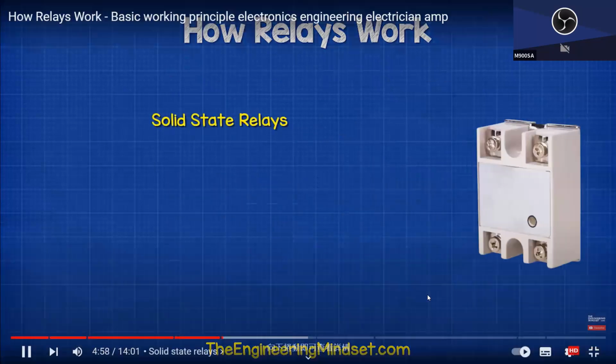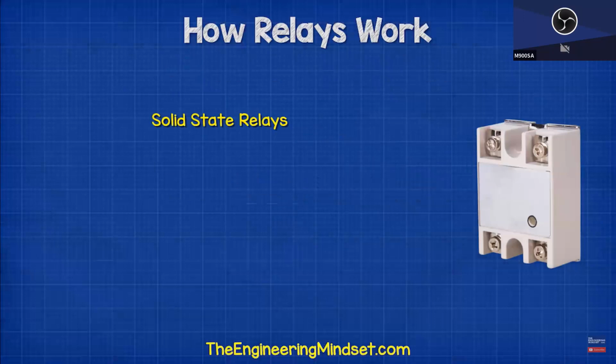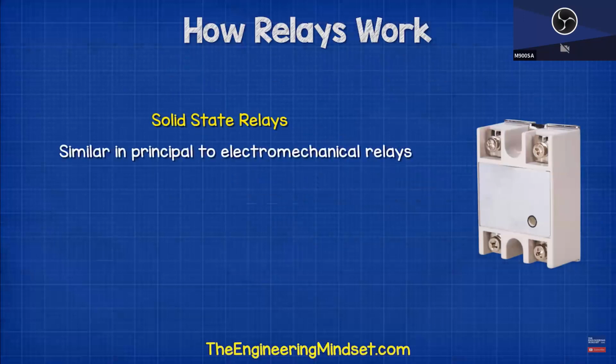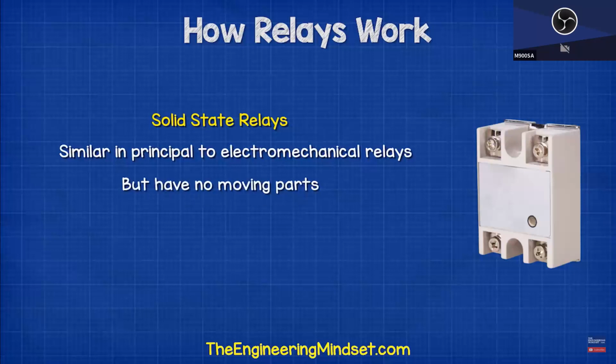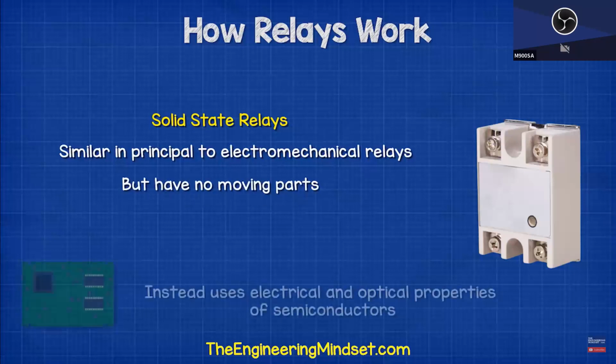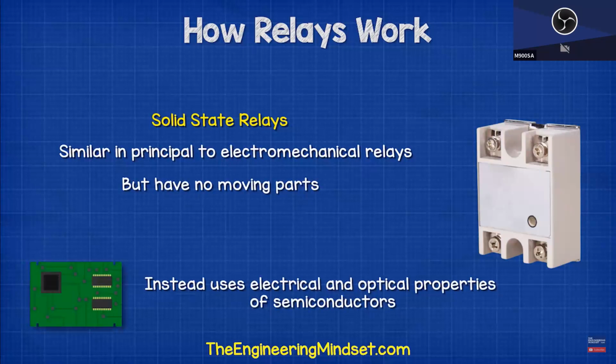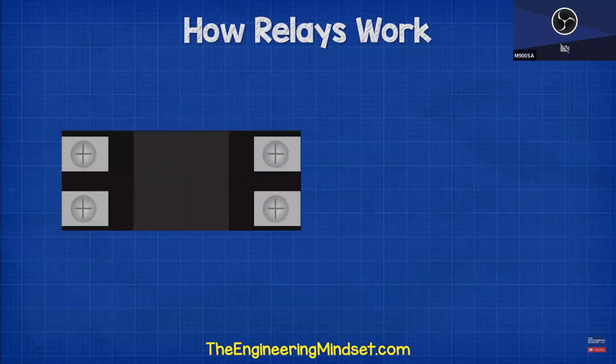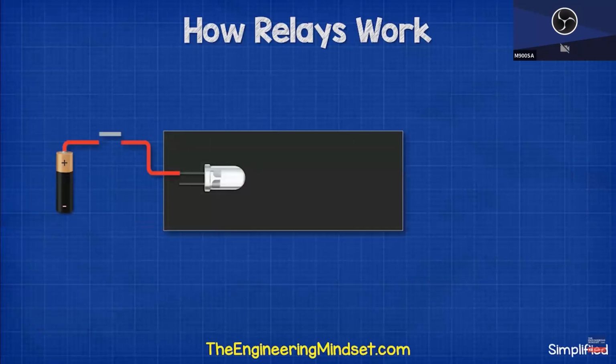The operation of solid-state relays, or SSRs, is similar in principle, but unlike electromechanical relays, it has no moving parts. The solid-state relay uses the electrical and optical properties of solid-state semiconductors to perform its input and output isolation as well as switching functions. With this type of device, we find an LED light on the primary side instead of an electromagnet.